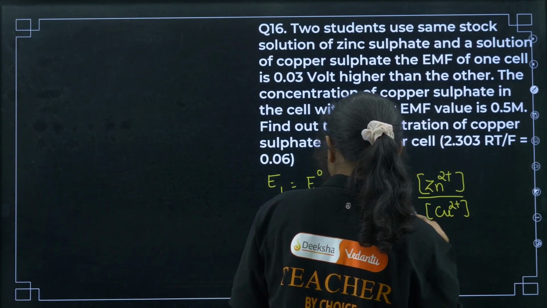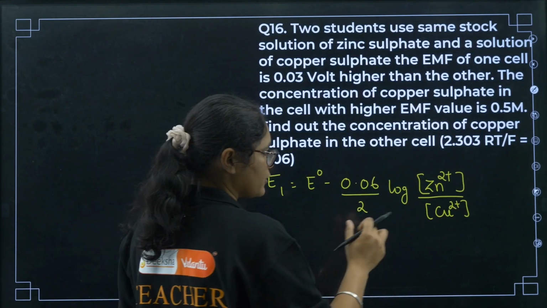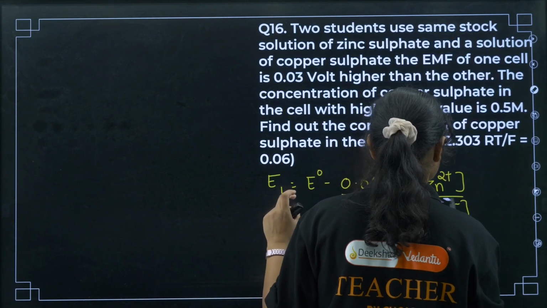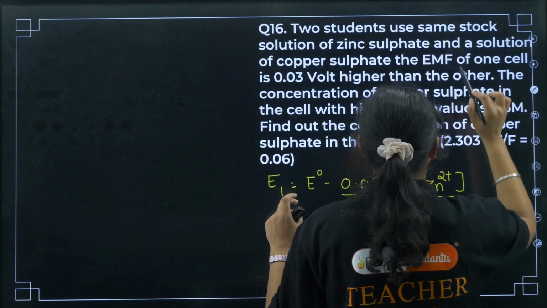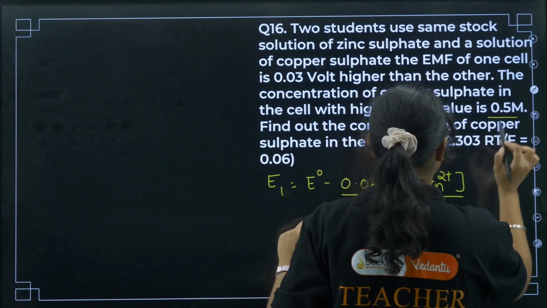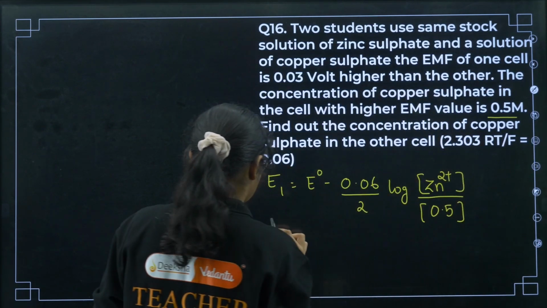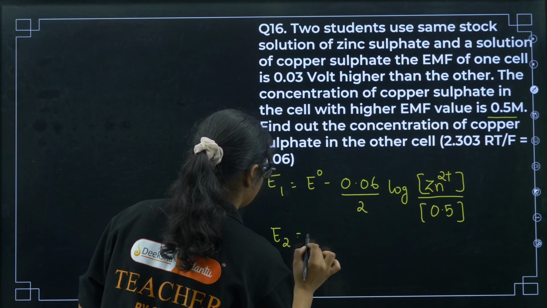Okay. Suppose this one is the one with the higher value. So in this case, what will be the value of copper? So here the copper value is 0.5 m. Okay, I am just putting it. Now E2 is the one where the value is smaller.